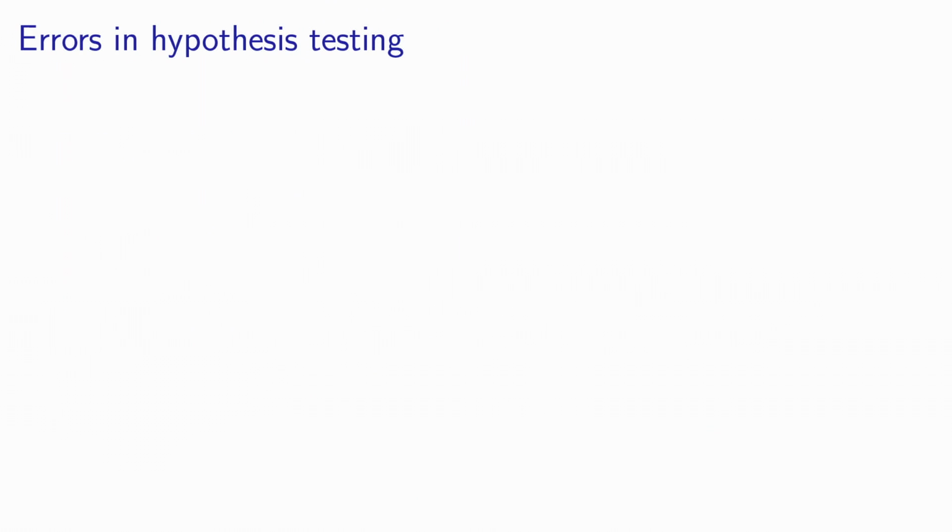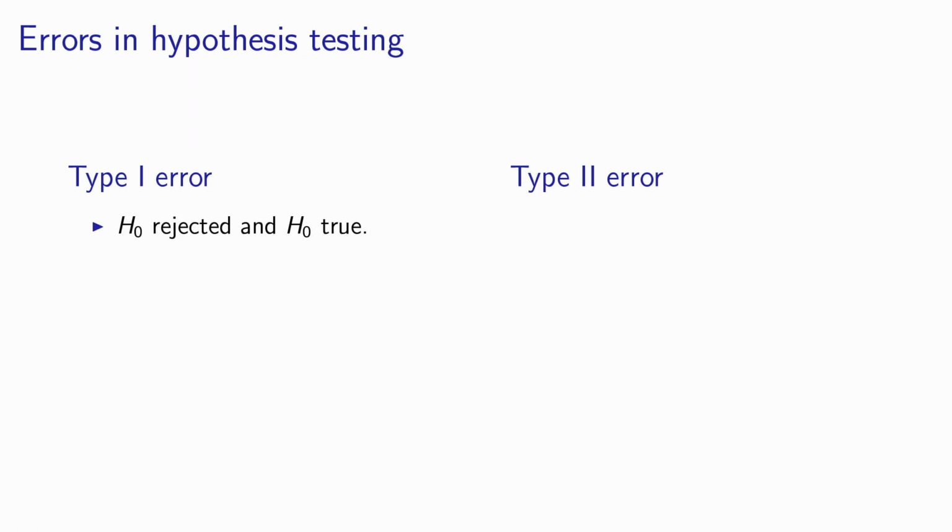When you do hypothesis testing, you always make errors. These errors are of two types. They are usually called type 1 error and type 2 error. A type 1 error occurs when you reject the null hypothesis, but it happens to be actually true. Symmetrically, the type 2 error is when you decide to accept the null hypothesis, when in reality this hypothesis is false.